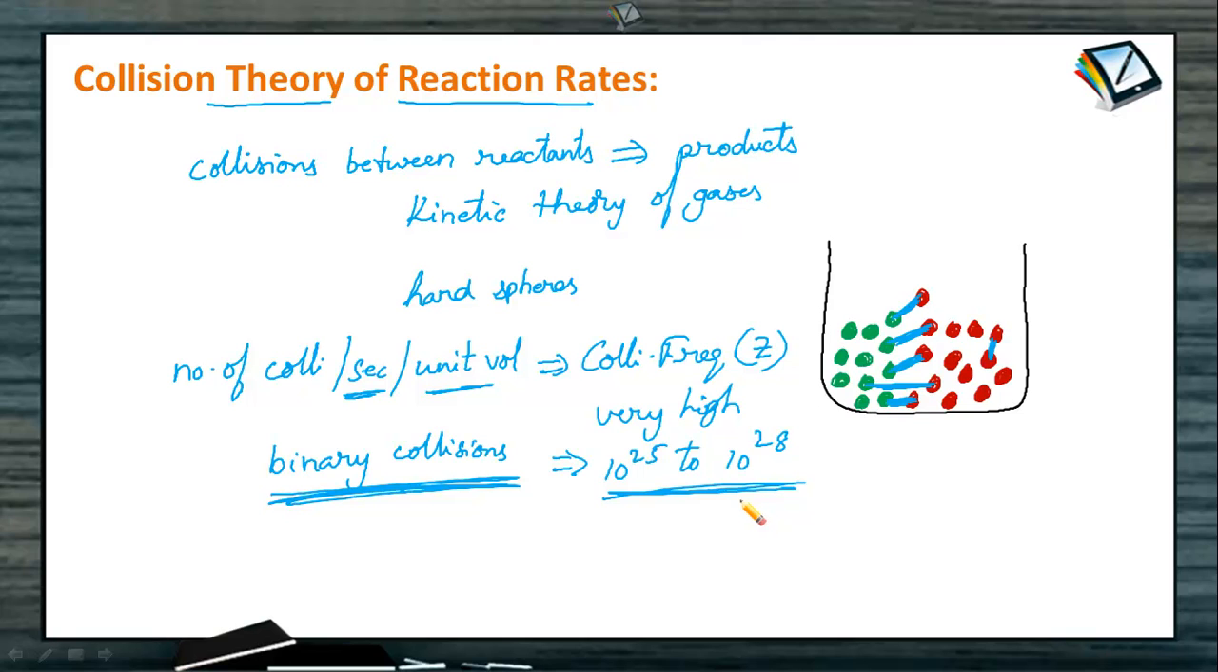And if you assume that all these collisions lead to the formation of product, then definitely that will be wrong. Because if all the collisions are effective in the formation of products, definitely the reaction must be completed in a very short period, isn't it? When these many collisions are taking place between these reactant molecules, the reaction will definitely be completed in a very minute time. But however, in actual practice, most of the chemical reactions are slow and take much longer time for their completion.